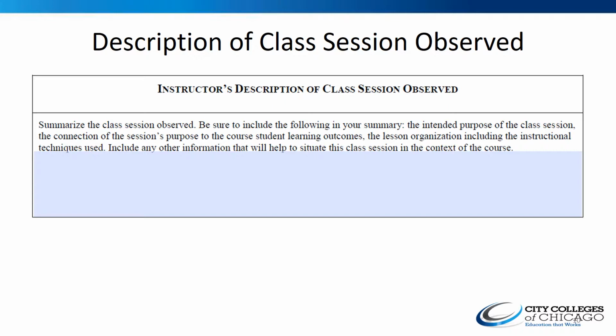For the CCLOF faculty member, they should include the following in their summary: the intended purpose of the class session, the connection of the session to the core student learning outcomes, lesson organization. This may include instructional techniques that were used and pedagogical approaches. Lastly, we also recommend to include any additional information that will help to situate this class section and actually give context to the session observed.